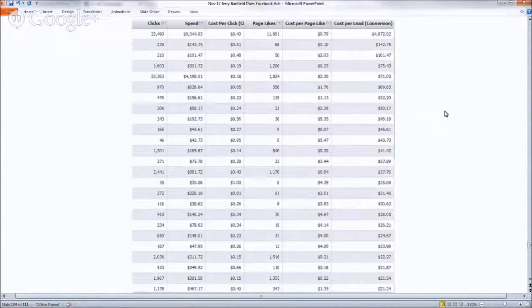Otherwise, this is what happens. $9,000 spent on Facebook ads, 79 cents per like to almost the same audience I was running those 20 cents per like ads to, and $4,600 for a conversion.